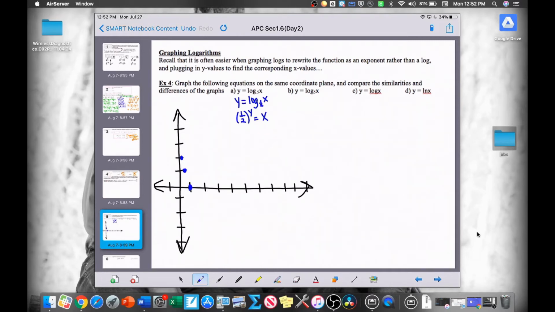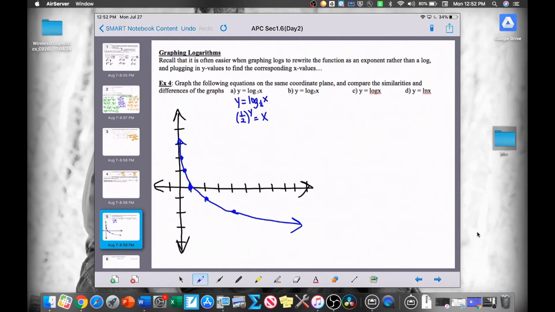When y is negative 1, 1/2 to the negative 1 is 2. And when y is negative 2, 1/2 to the negative 2 power is 4. So notice that my base, the base of my log, which was 1/2, was a number less than 1. And my log function is decreasing from left to right.